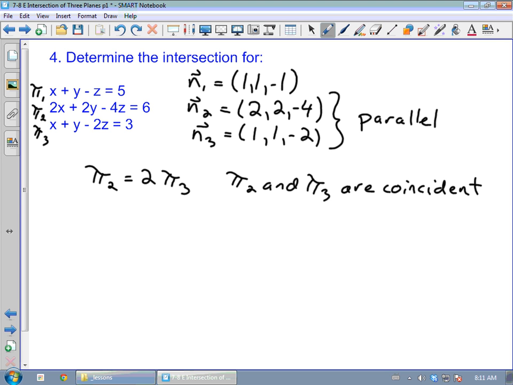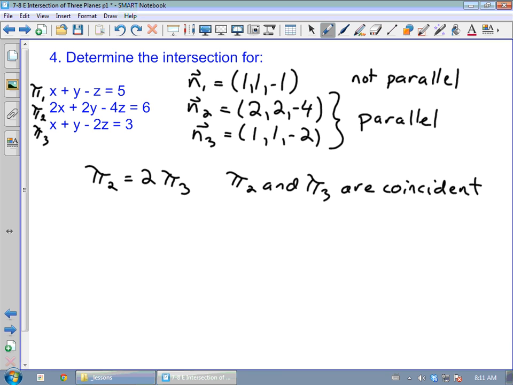We go back to our normals here. We see that normal 1 is not parallel to the other two. So we have two planes there in parallel. Let's fix that. We know that two of our planes are coincident. One of them must come in and intersect the other two.